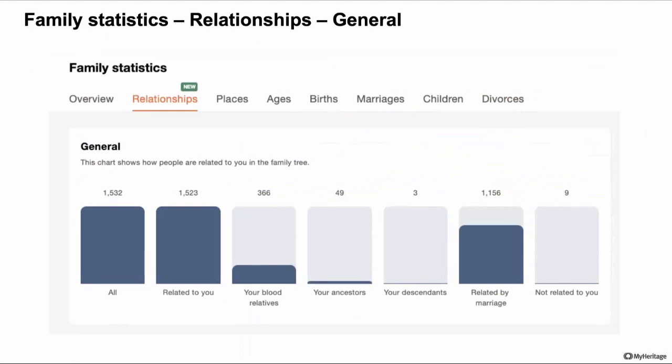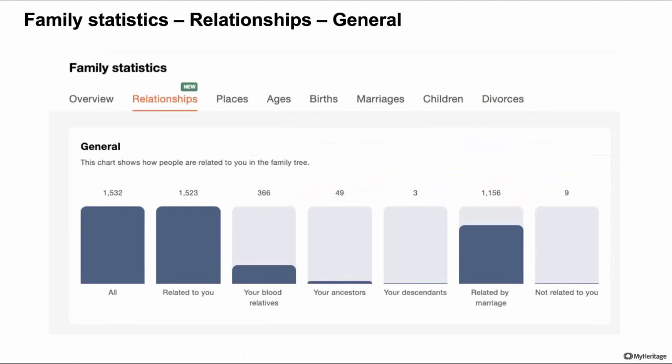Okay, now we're moving to the second tab, which is actually a new tab, a new area of the family statistics page that was added not long ago. And it gives you a high-level view and more detailed view as well of the different types of relationships, meaning how are people related to you in the family tree. Of course, once you have a person in the family tree, you can look at how they are related to you. We have, of course, ways to do that. But this here shows you by types of relationships, who are those people.